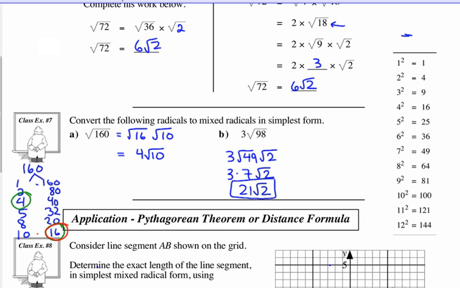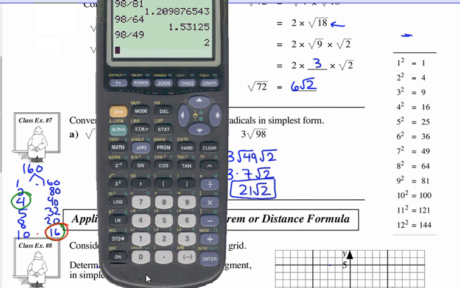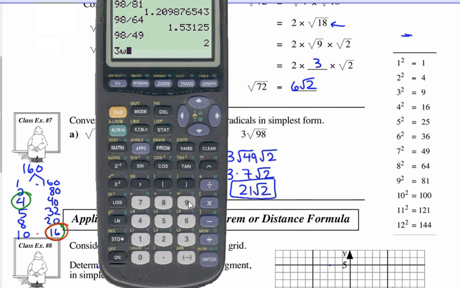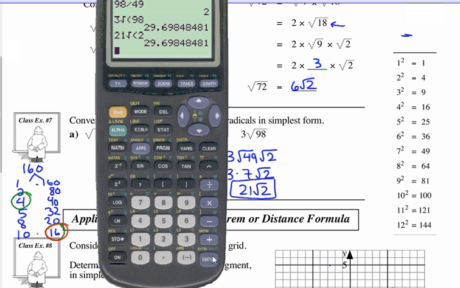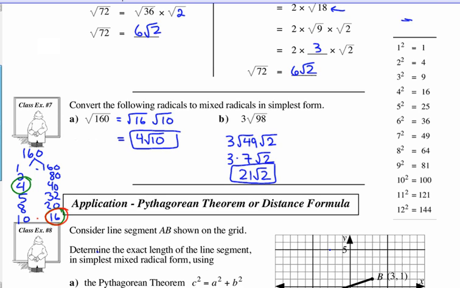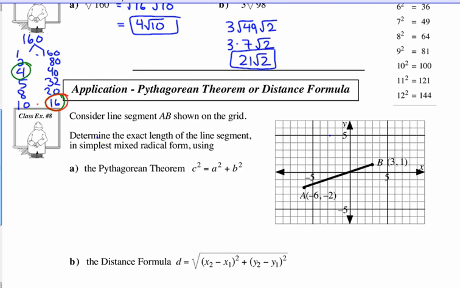Now it's fully simplified. Now the great thing is you can check your work with these answers because I can type in my original, 3 root 98, and we can type in 21 square root 2, and they should be the same decimal, right? We're just changing its form by simplifying it, but not actually changing the number.